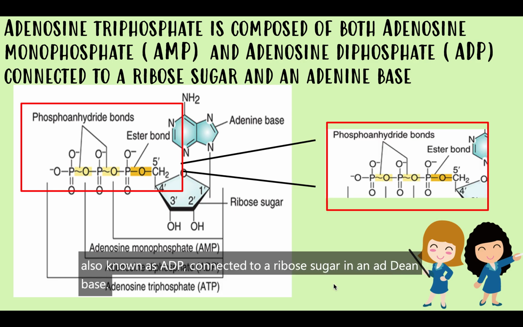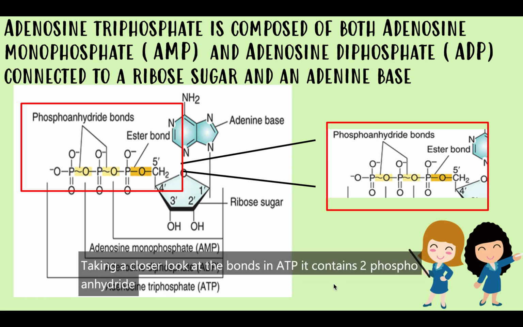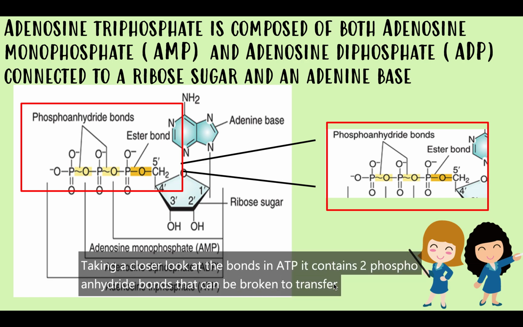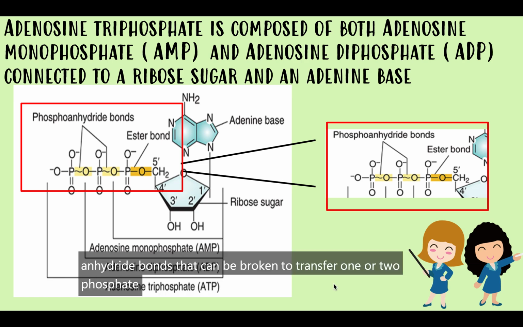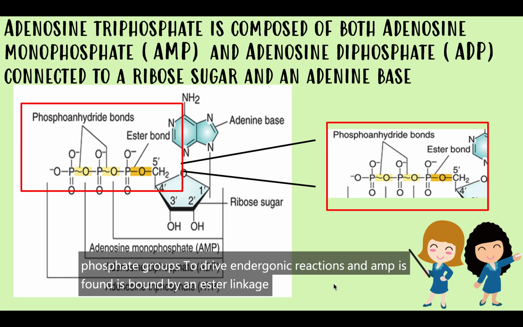Taking a closer look at the bonds in ATP, it contains two phosphoanhydride bonds that can be broken to transfer one or two phosphate groups to drive endergonic reactions. An AMP is bound by an ester linkage to the sugar, which cannot be easily transferred.